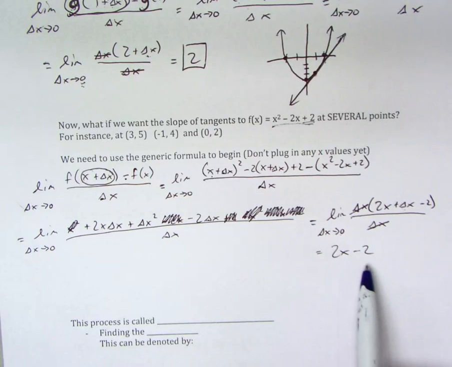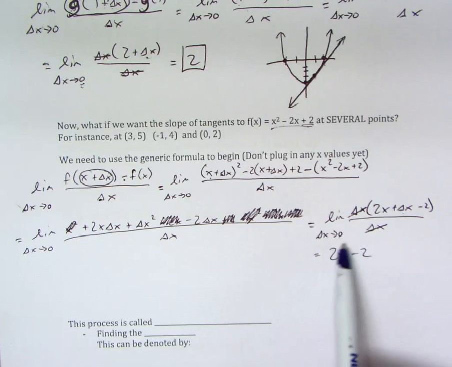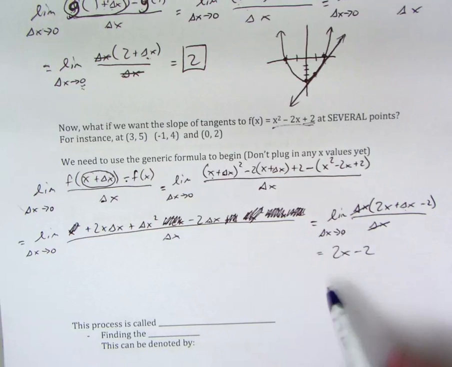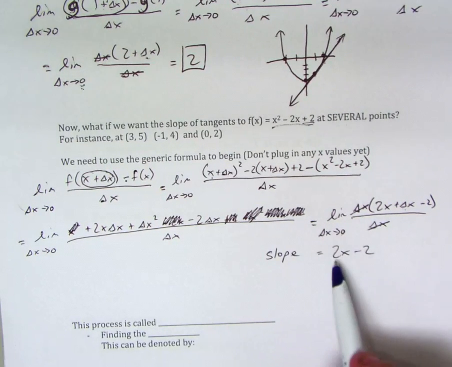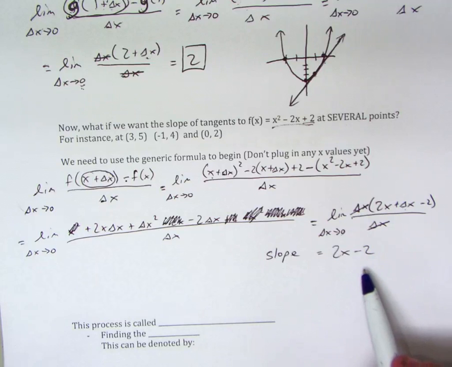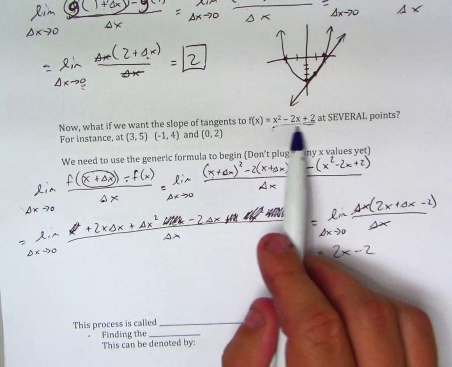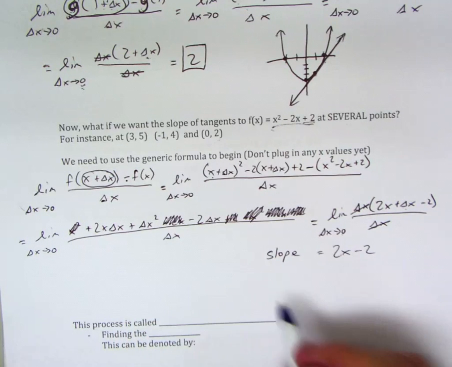What this does, this will find the slope of any tangent line at any x value we want for this specific function. Basically, this stands for slope. This little thing we found here stands for slope. And so now what we can do, if I want to find the slope of the tangent line of this function at 3 different points, well, look at what we can do.